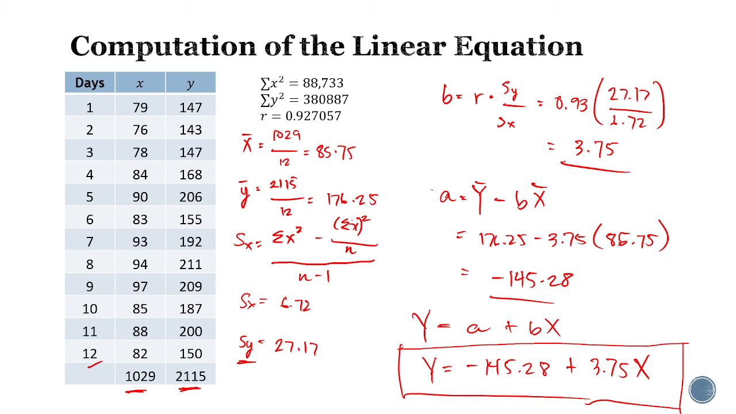Also, you need to compute for the y-intercept, which is a, which is equal to your mean of y minus the product of your slope, which is b, multiplied to the mean of your x. So basically, that is how you compute by hand your linear equation.